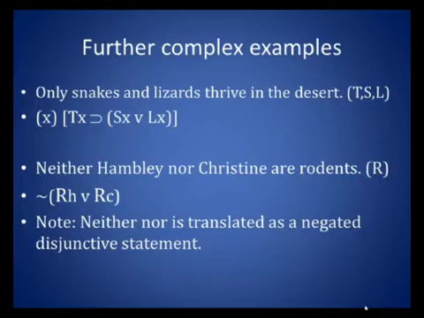Okay? So recognize this, just make a note of it. When you see neither nor, you're going to translate it as a negated disjunctive statement. If my parentheses were not around this, and it just said not RH or RC, then it would be translated as it's not the case that Hambly is a rodent, or it is the case that Christine is a rodent. So it's very important that the parentheses are in place.